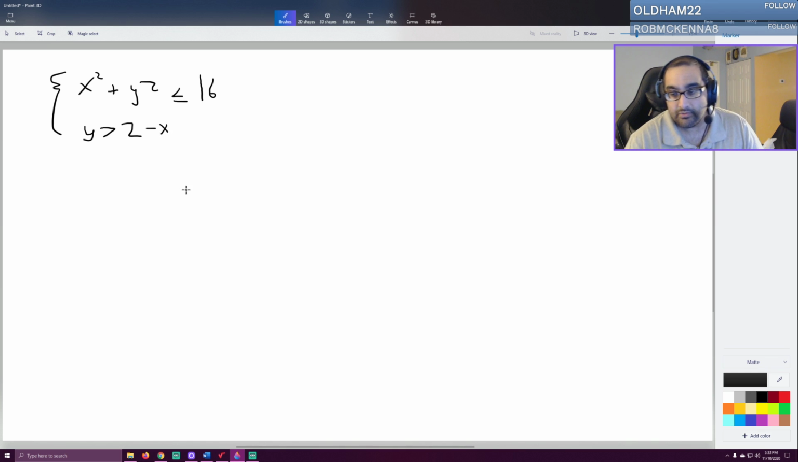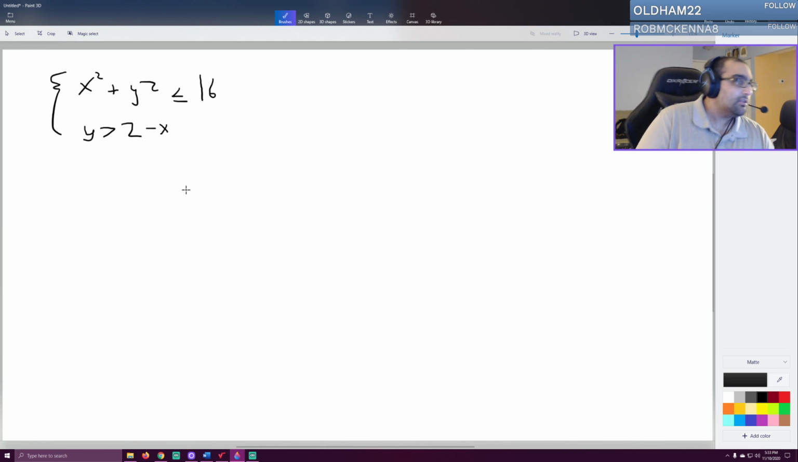All right, so I'm just going to change that here just a smidge. And there we go. So we have this system: x squared plus y squared is less than or equal to 16, and y is greater than 2 minus x. Now I'm going to go through the first step here, and I'm going to point out one slight difference, at least for this type of nonlinear problem, which you could run into.